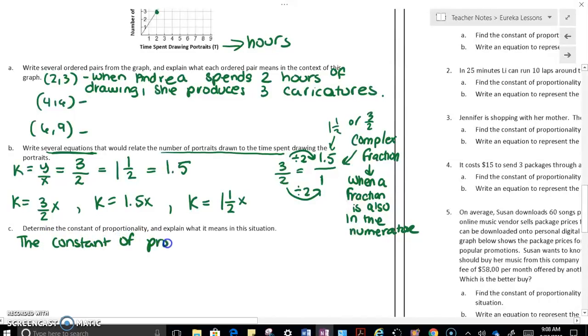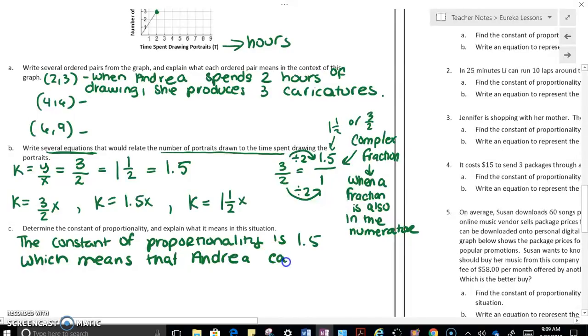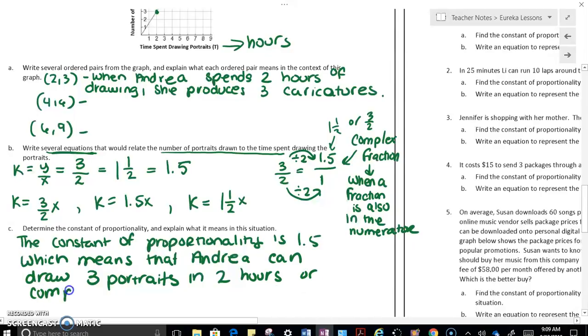The constant of proportionality is 1 1/2, which means that Andrea can draw 3 portraits in 2 hours, or complete 1 1/2 portraits in 1 hour.